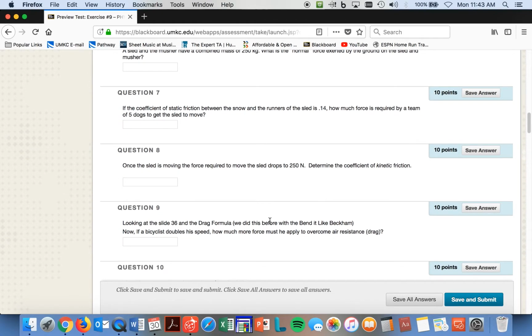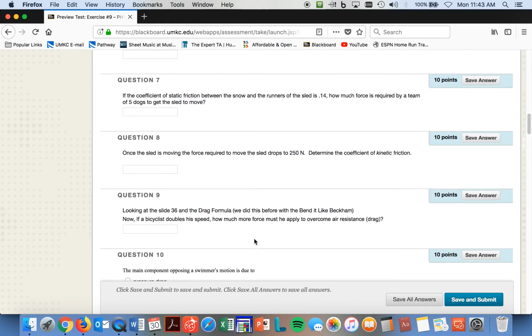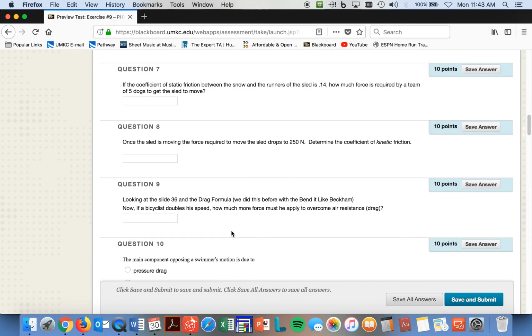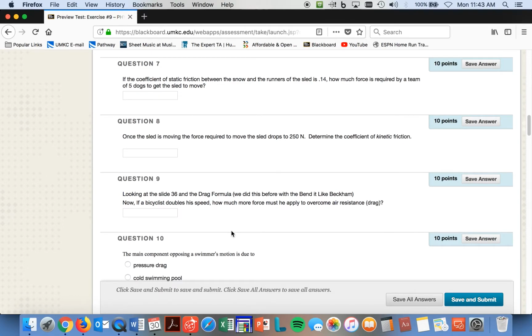So looking at slide 36 in the drag formula, we did this before. Now, if a bicyclist, if you look at slide 36, how much more force must he apply to overcome the air resistance? This question is messing with people, because they're like, how much more force must he apply? How many times? What's the magnitude? I should probably add that. How much more? 4 times. It comes out to be 4 times. I'll just tell you, okay?